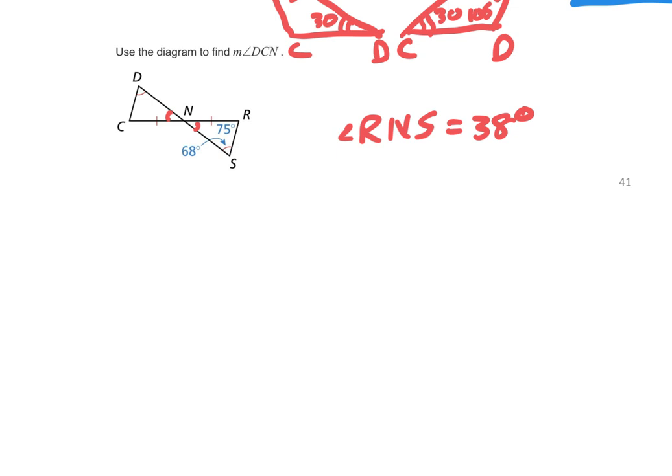So if S is 68, D would also be 68. So what does C have to be? 75. And you could call it DCN, but I'm just going to call it angle C because it's the only angle at C. So I don't really need to call it DCN. DCN has to be 75 because it's the same as angle R.